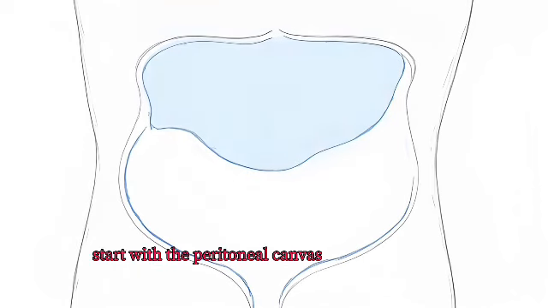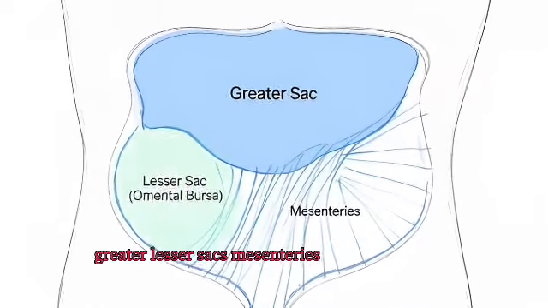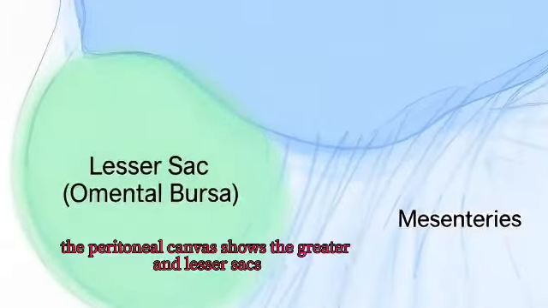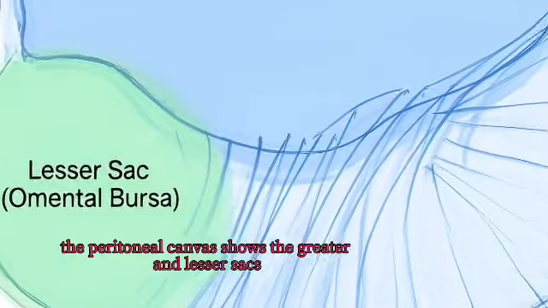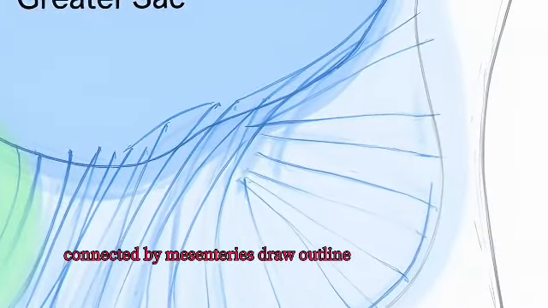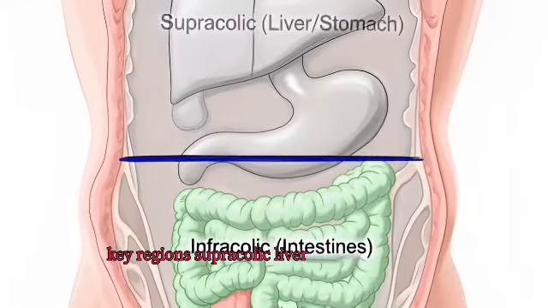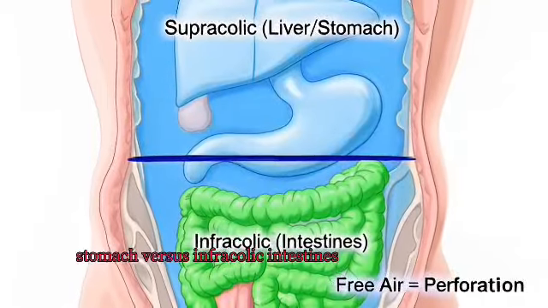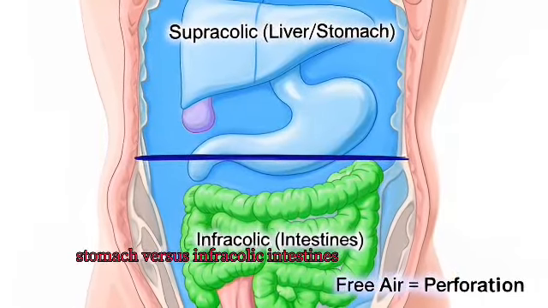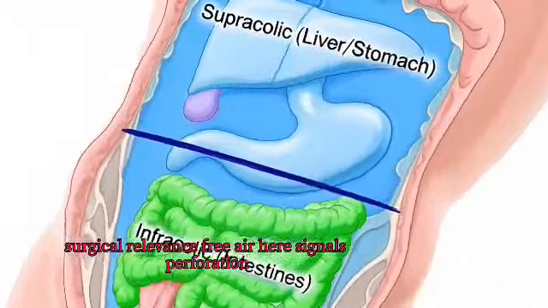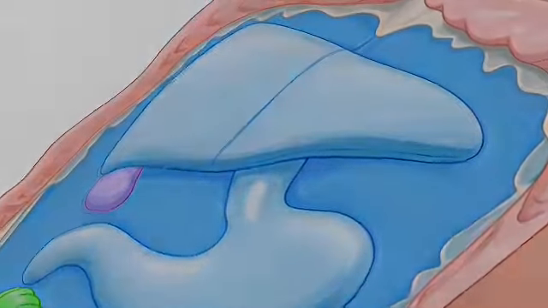Start with the peritoneal canvas. Greater and lesser sacs, mesenteries. The peritoneal canvas shows the greater and lesser sacs, connected by mesenteries. Draw outline. Key regions, supracolic, liver and stomach, versus infracolic, intestines. Surgical relevance, free air here signals perforation.